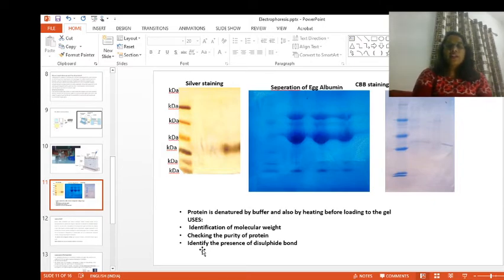We can also identify the presence of disulfide bonds by means of SDS-PAGE. If we have a protein that has 8 kilodalton and 16 kilodalton size, and after SDS-PAGE it is moving as 8 kilodalton, that means somewhere a disulfide has broken and it was moving in its monomer form. In that way, by comparing the molecular weight, we can analyze whether it has any disulfide bond or not.